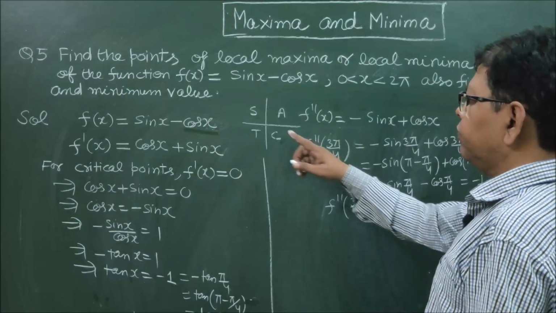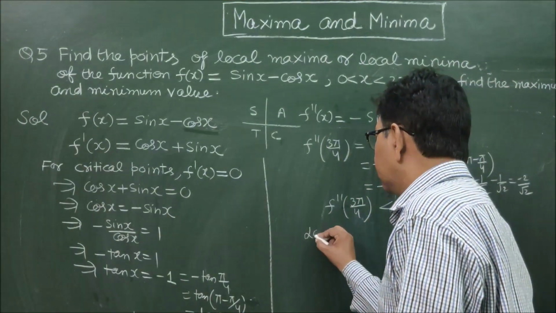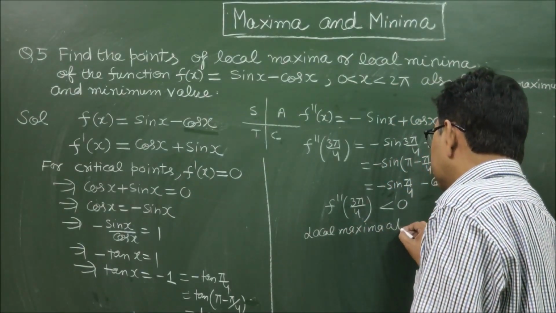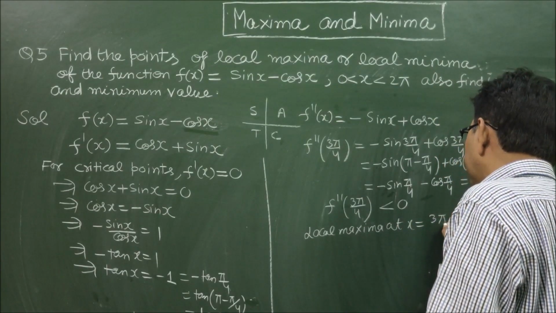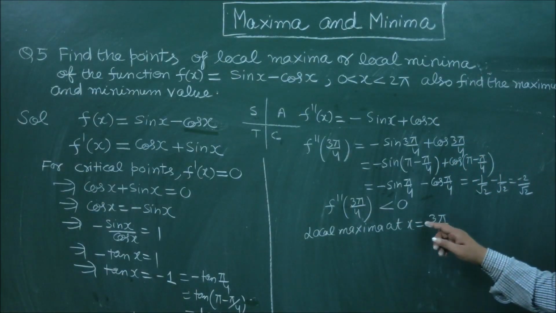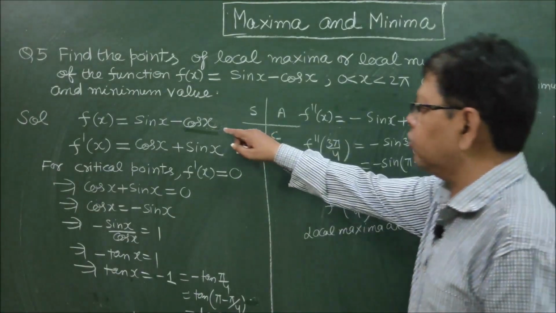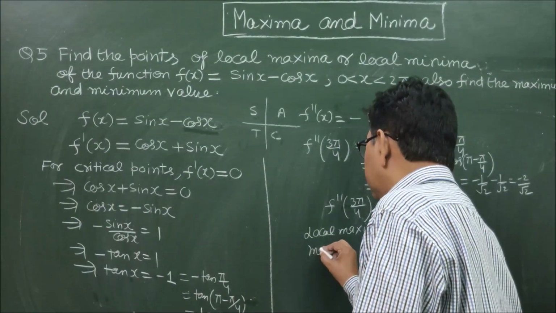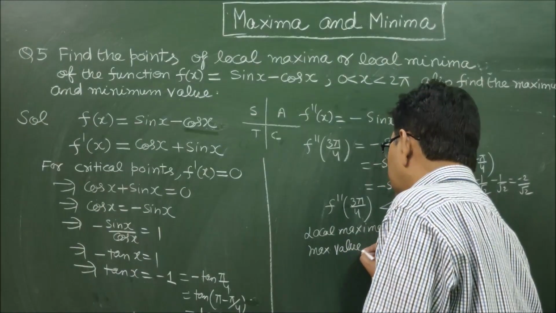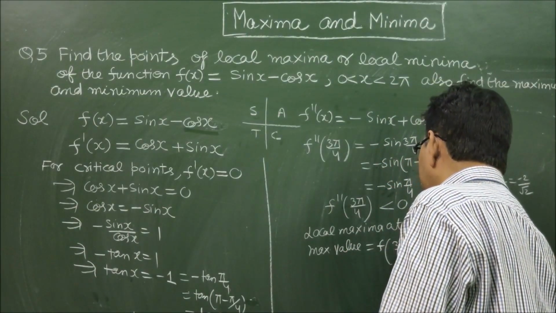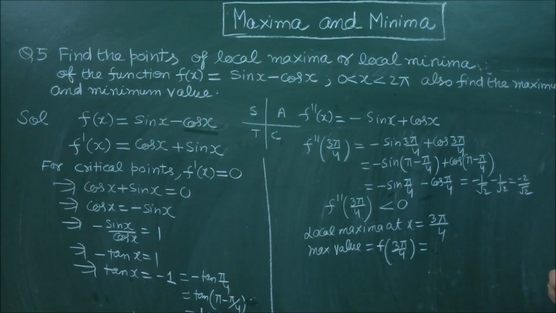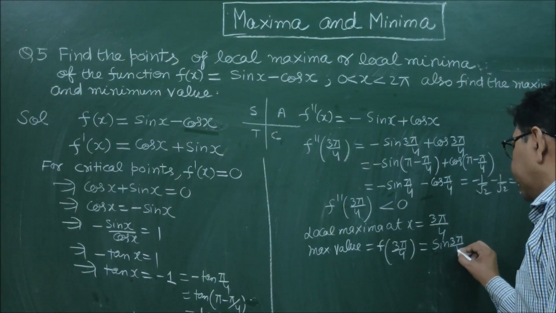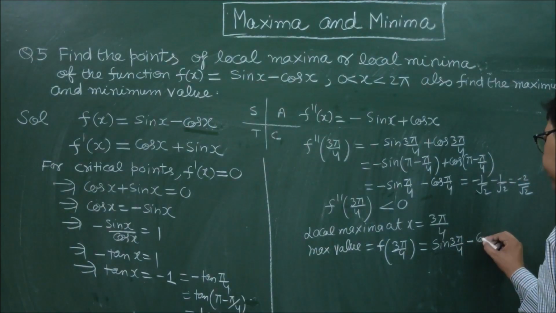So this given function has local maxima at x is equal to 3 pi upon 4. Now if we want to find the maximum value, it can be obtained from the function. So the maximum value of the function is equal to f of 3 pi by 4, which can be obtained by putting 3 pi by 4 in the function. So sin 3 pi by 4 minus cos 3 pi upon 4.